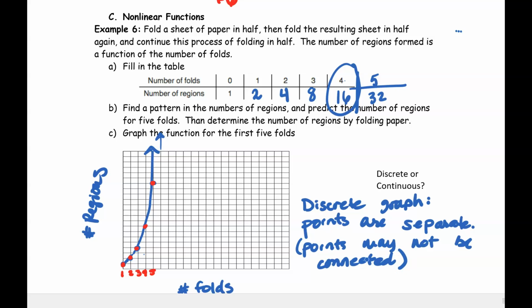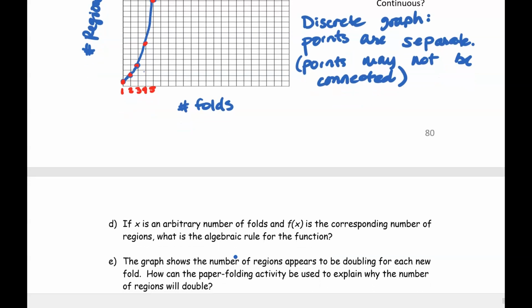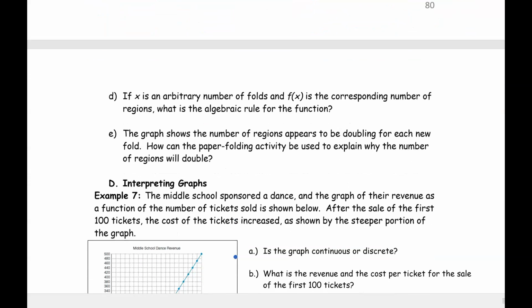Here, I decided to connect the points because I still think it makes sense to connect them to show a pattern and to show the general direction of where the graph is headed. So if for some reason you were interested in 6 folds or 7 folds, you know that you'd be up here somewhere because you can see the general pattern of the graph, the direction that it's flowing. So let's go on to the next one, and then I'll come back to the continuous part when we have an example of that.